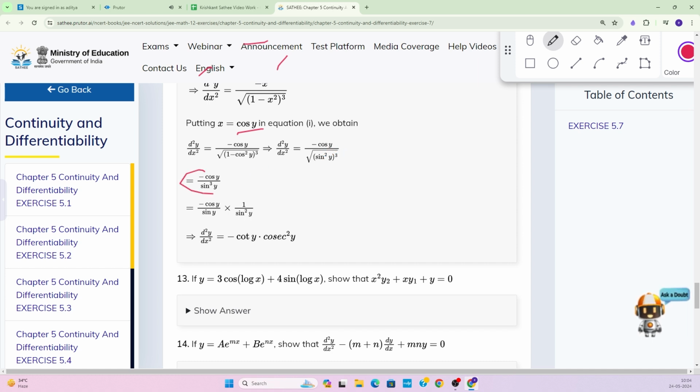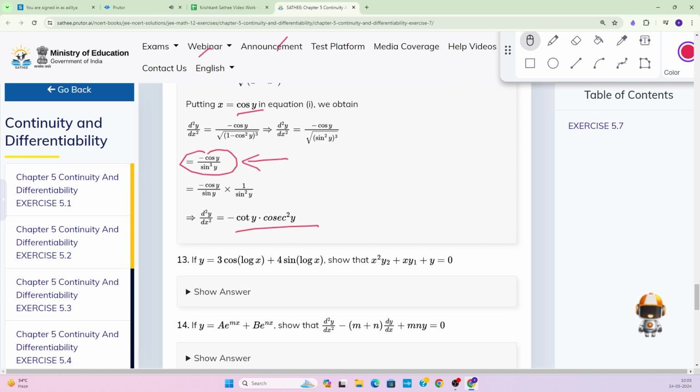As you can see, you will have your expression in this form, and this can be reduced. If you want to leave your answer here, yes, you can leave it, because the question is just asking to provide the answer in terms of y. You have provided it. If you want to simplify it more, then you can reduce it to minus cot y multiplied by cosec square y. Okay, simple. Let us move to the next problem.